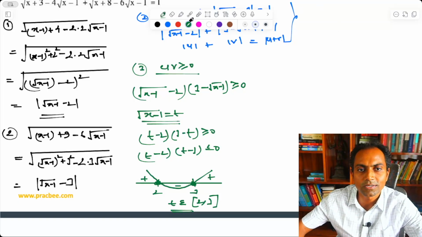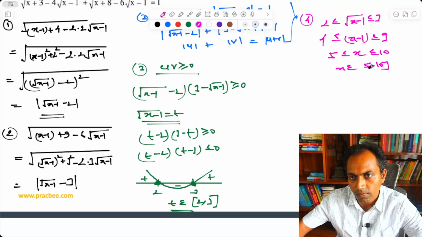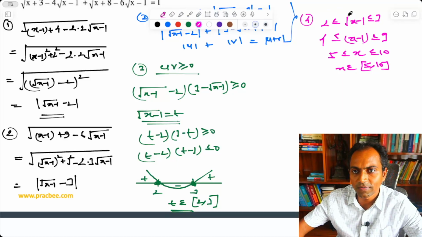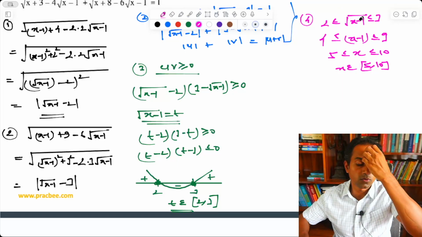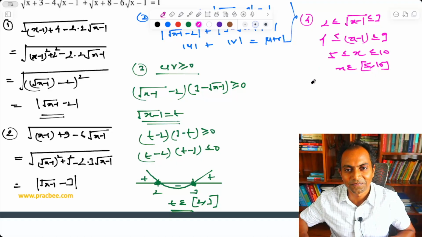Once you have got this, you can write the final answer in the fourth step. So my root of x minus 1 lies between 2 and 3. So if I square this up, x minus 1 will lie between 4 and 9. And as a result, x will lie between 5 and 10. So my answer becomes x belongs to 5 to 10. I hope this is a very interesting and important question. There were two small ideas even after you got the answer, and that makes this question really interesting.